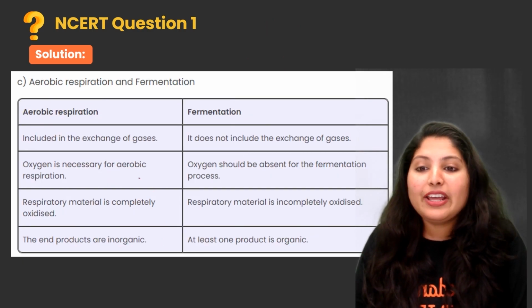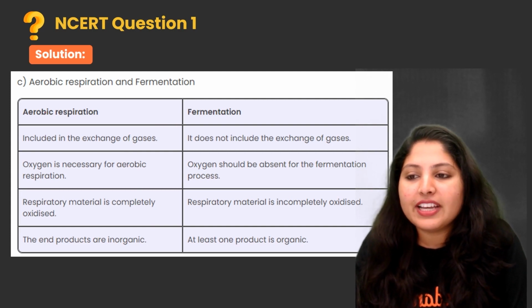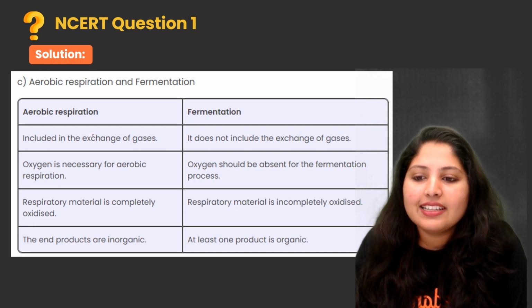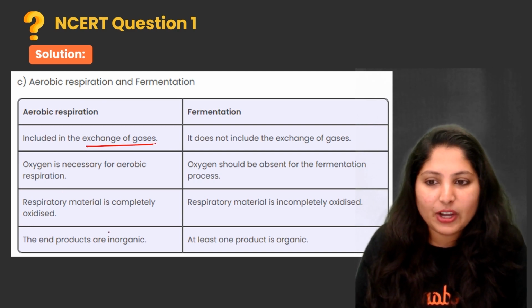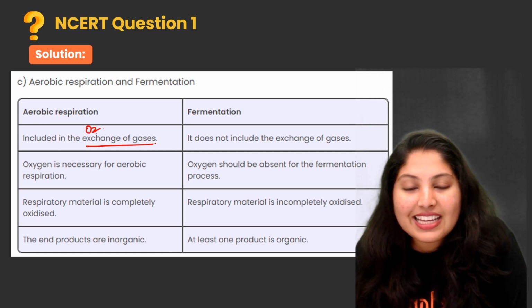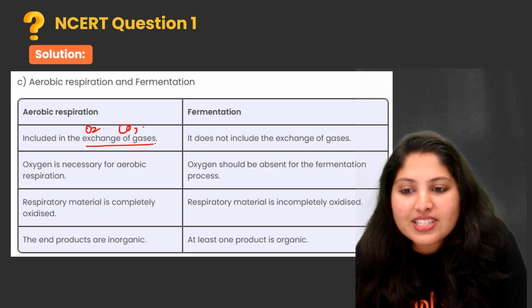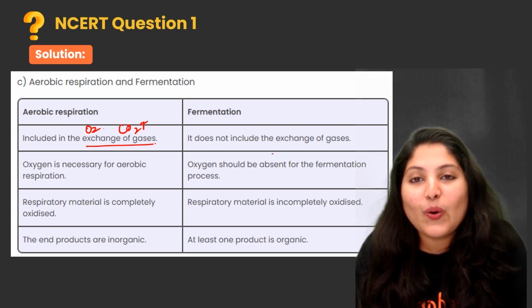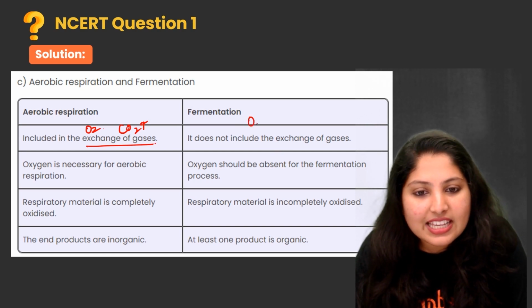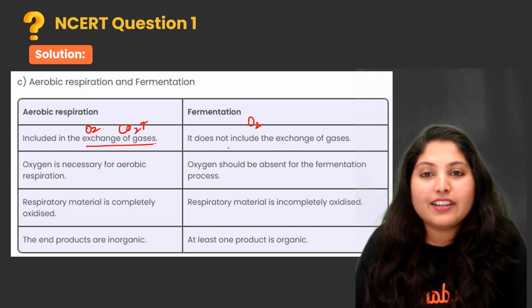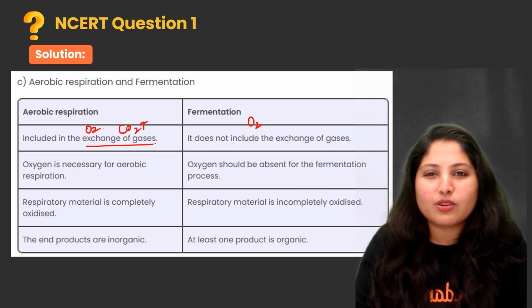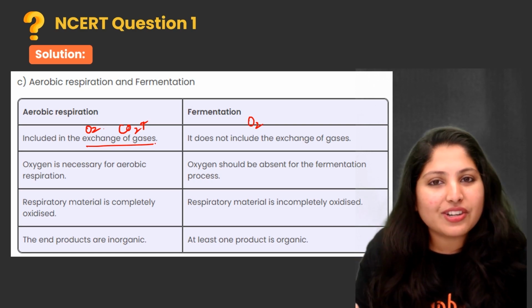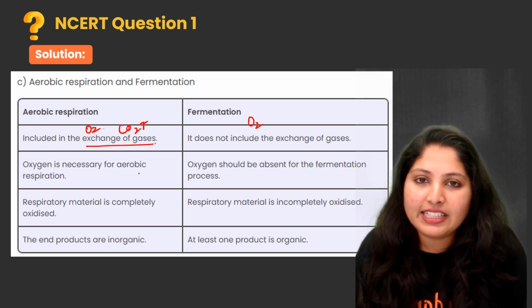Next one, aerobic respiration and fermentation. See, in aerobic respiration, exchange of gases takes place. Oxygen is involved and carbon dioxide is released. But in fermentation, there is no exchange of gases. Oxygen is not involved and there is no carbon dioxide. Complete oxidation is not going to occur in the fermentation process.